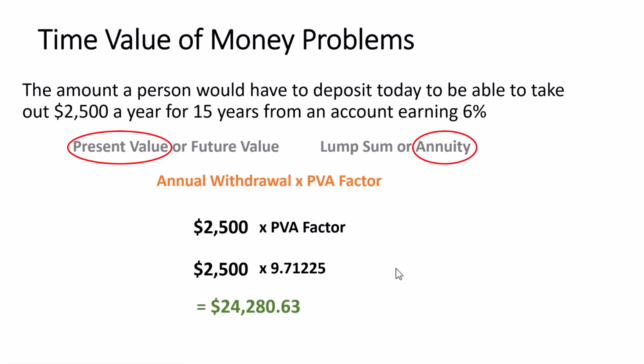$24,280.63. So as you can see, working through these time value of money problems is actually not that difficult once you break it down into its smaller parts. And you first want to identify if you're dealing with a present value or future value situation, and whether you're dealing with a lump sum or annuity. And so once you have those two pieces of information, it's really a very generalized format on how you're going to solve your problem. Half of the information will be given to you on the left side of the problem, and then we just need to use our time value of money tables to get our factors.